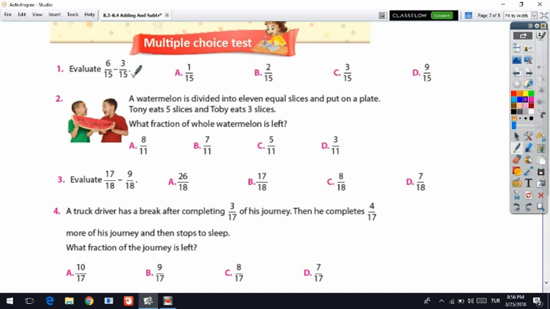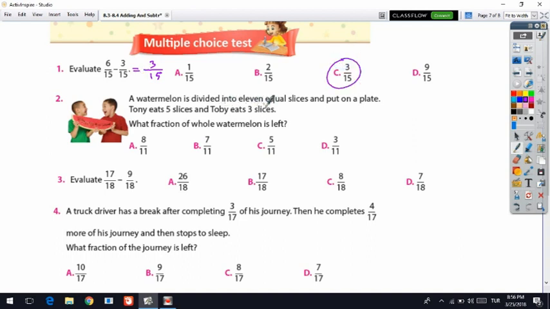Everybody, 6 over 15 minus 3 over 15 is equal to, it's the easiest kindergarten questions, guys. Everybody, the denominator will be 15. 6 minus 3 is equal to 3. So the answer must be 3 over 15.